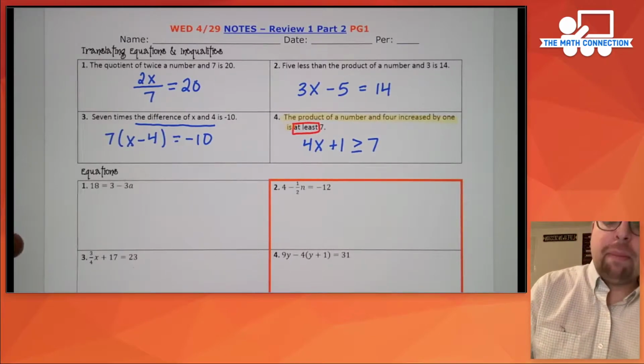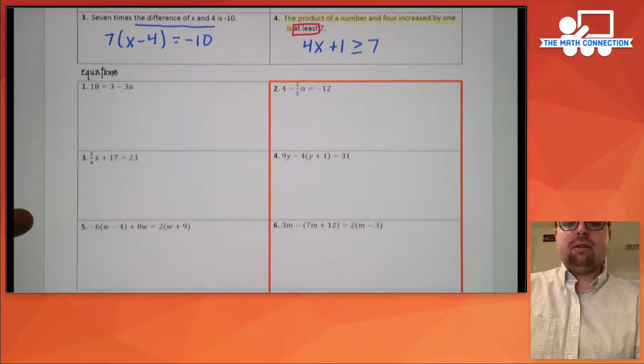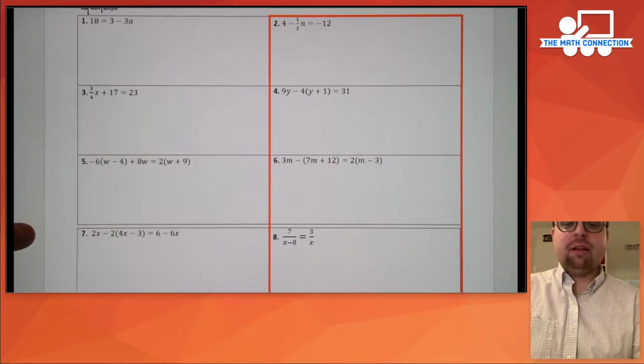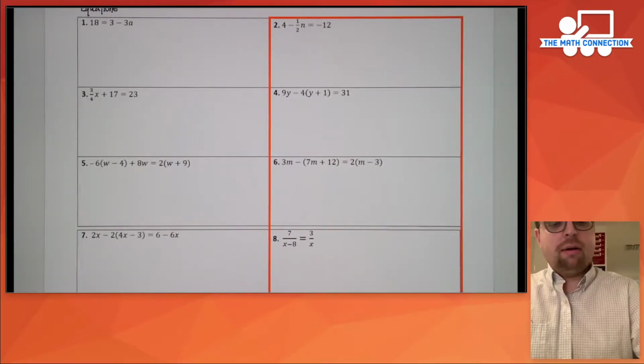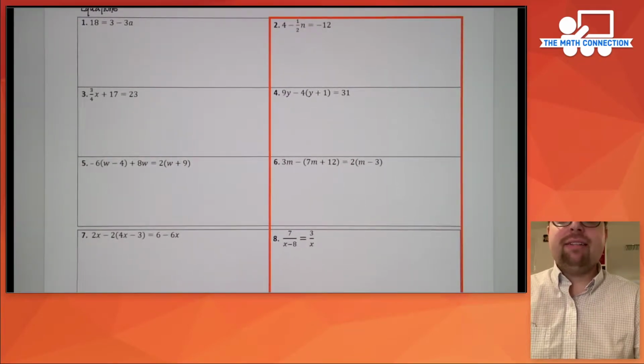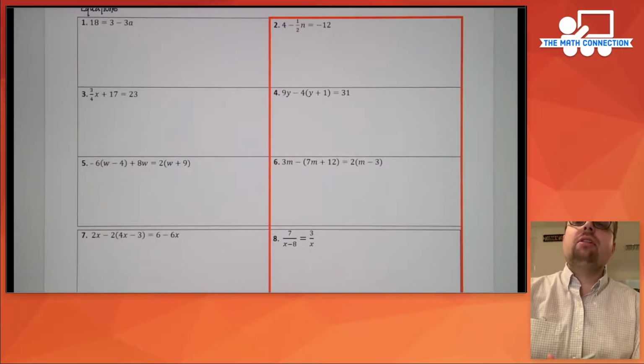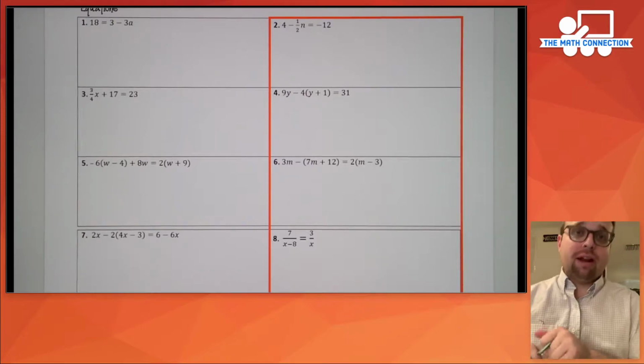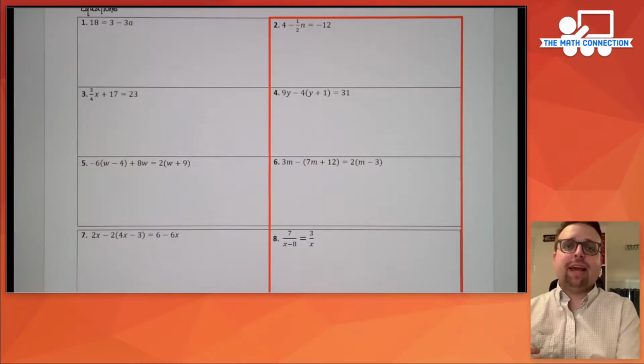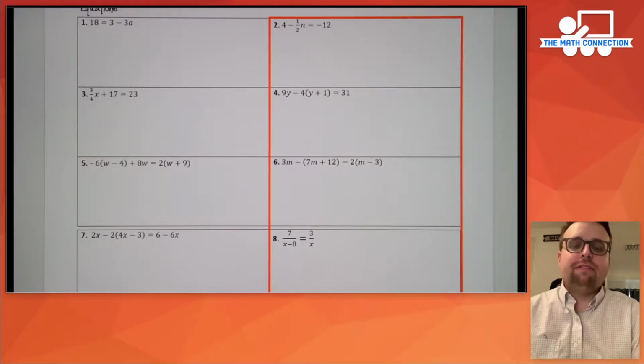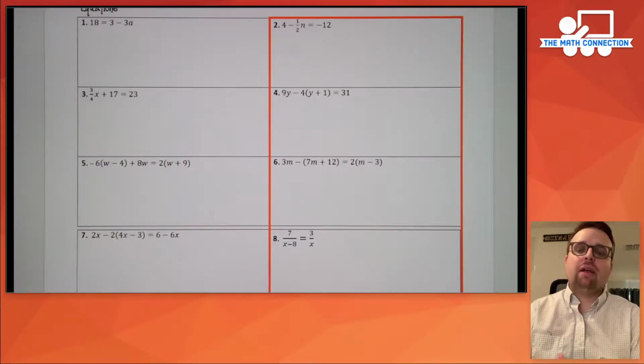Okay, the next topic here is about equations. So we're just solving some pretty basic linear equations here. On number 1, we have 18 equals 3 minus 3a. Remember, when you're solving an equation, the goal here is that you're supposed to try and find a way to get the variable that you're solving for completely by itself on one side, okay?